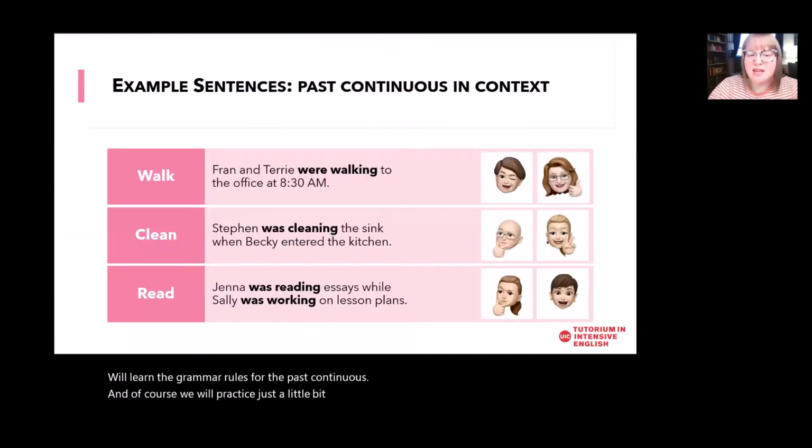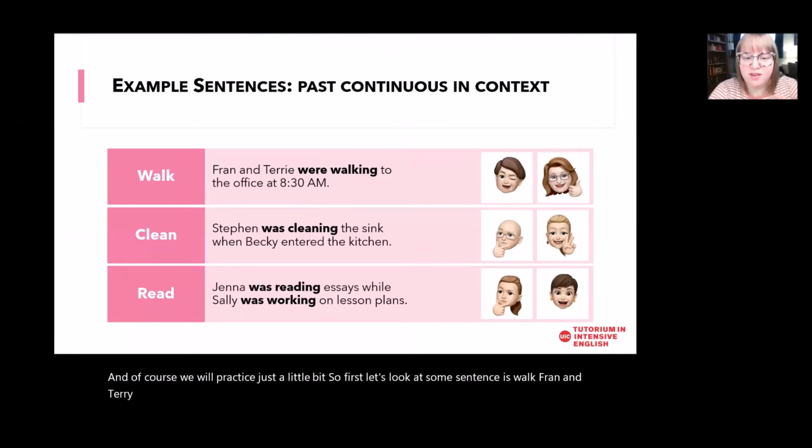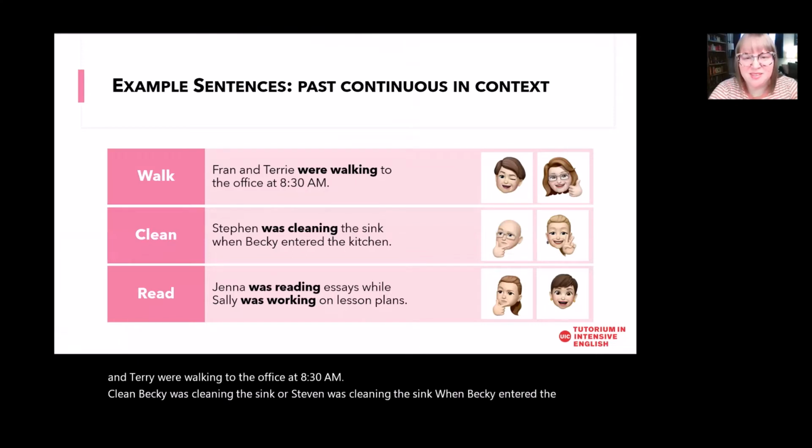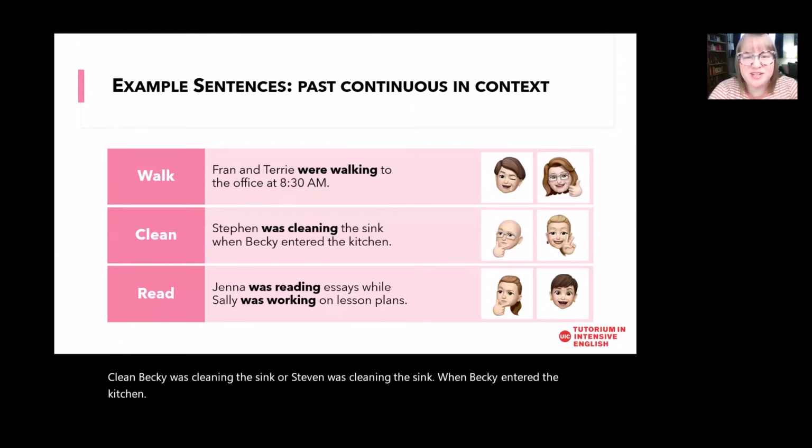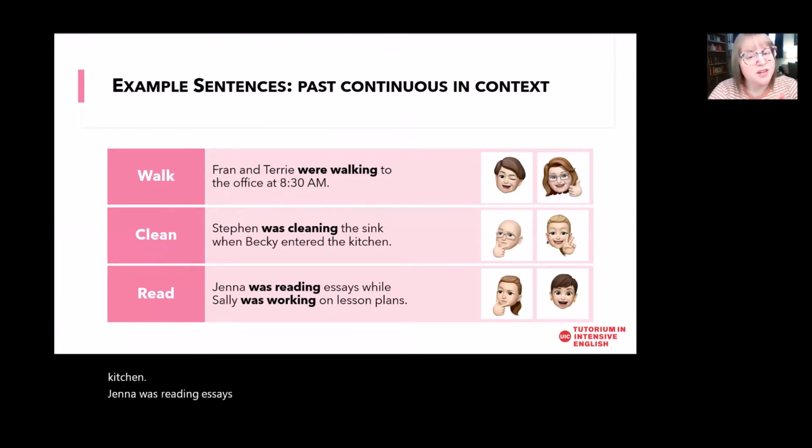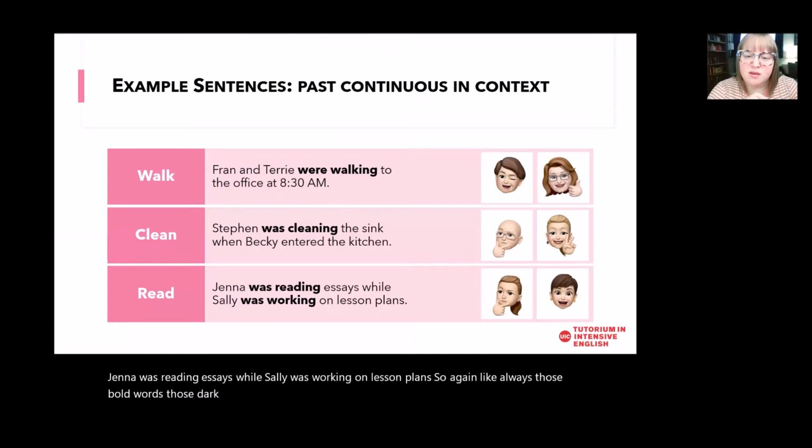So first, let's look at some sentences. Walk. Fran and Terry were walking to the office at 8:30 a.m. Clean. Becky was cleaning the sink, or Stephen was cleaning the sink when Becky entered the kitchen. Jenna was reading essays while Sally was working on lesson plans. So again, like always, those bold words, those dark words, the be plus the verb, were or was, that's the past continuous. That's what it looks like.